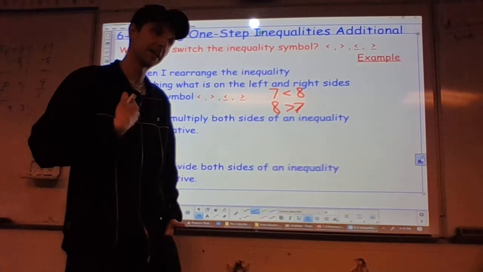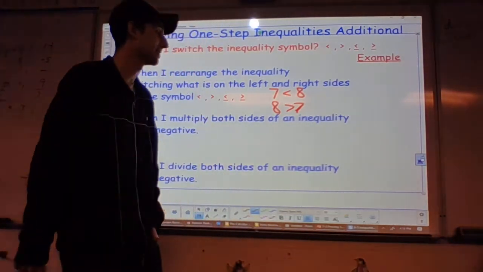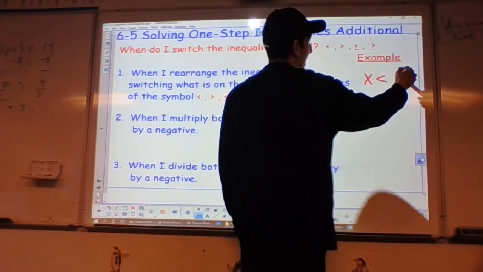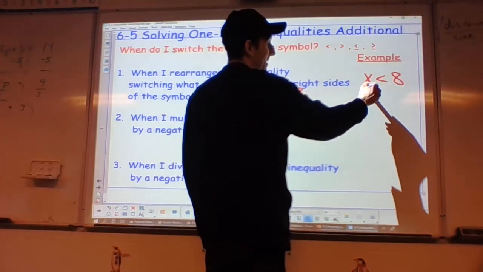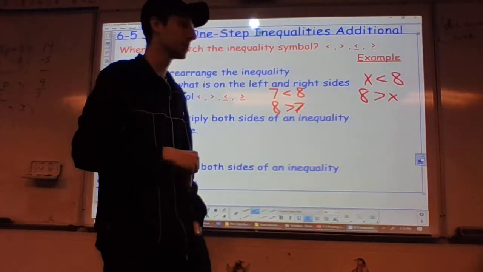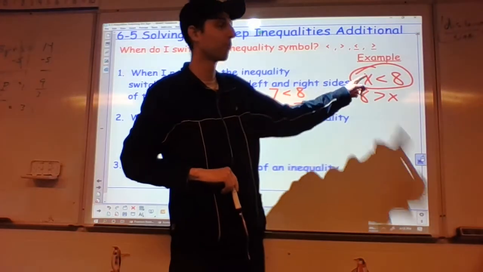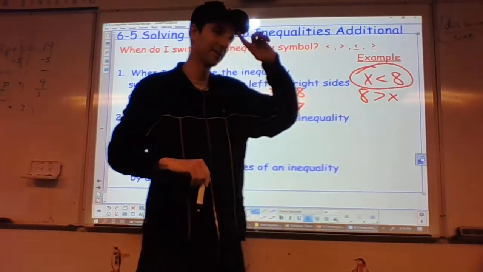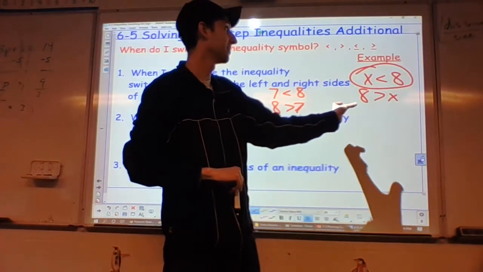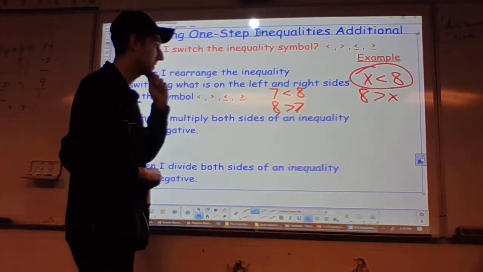8 is greater than 7 is the same basic statement as 7 is less than 8. Now, when you're working with letters, it doesn't make as much sense intuitively in your mind. But if I have x is less than 8, I could also write 8 is greater than x. Typically, you want to write it like x is less than 8 for your final answer, and it's easier to graph when it has the variable first. So if the variable is on the right side, flip it to the left, flip the symbol, and put the number on the right.